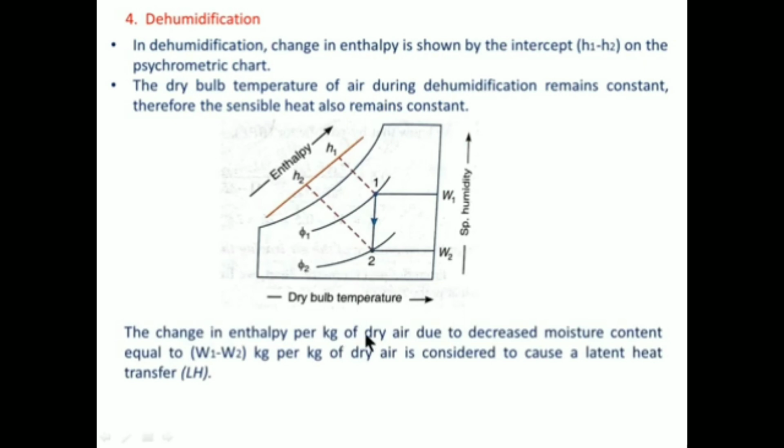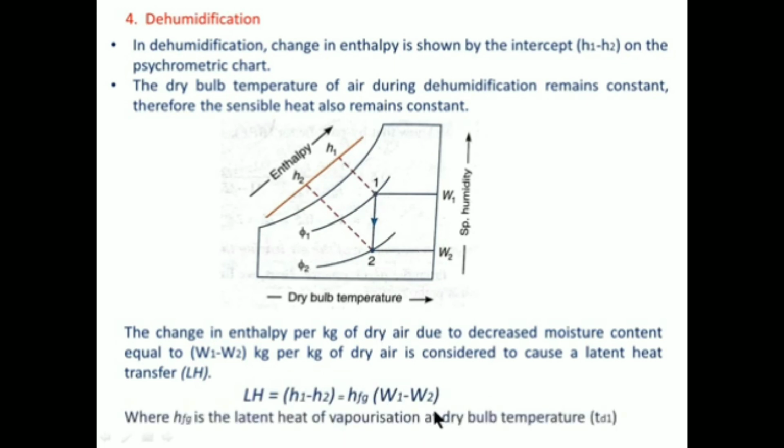So the change in enthalpy per kg of dry air due to decreased moisture content equal to W1 minus W2 kg per kg of dry air is considered to cause a latent heat transfer. So latent heat here will be H1 minus H2 equal to HFG into (W1 minus W2).